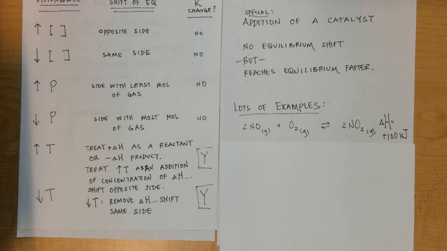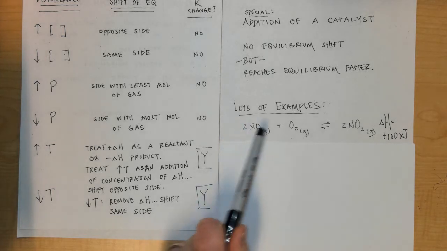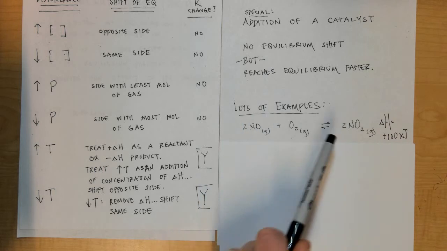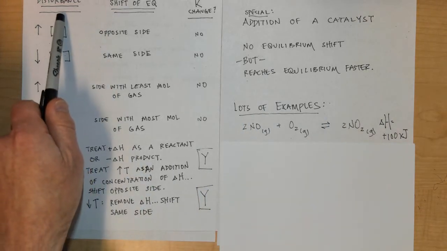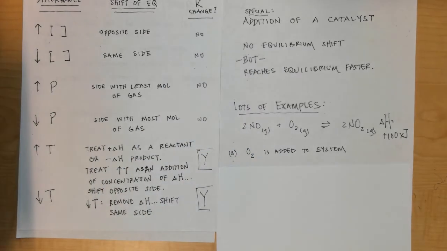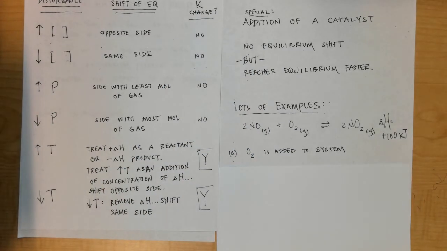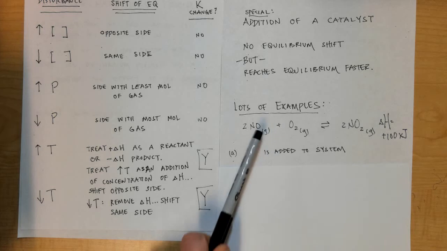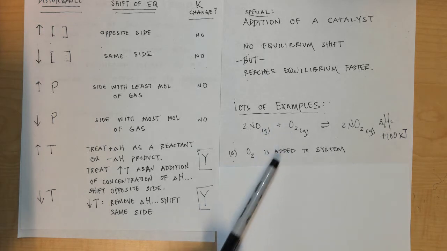So as you're finishing writing these down, I'll reveal about 5 different examples here in a row of stressing this system, putting a stress or a disturbance on the system. The first disturbance is that oxygen is added to the system.